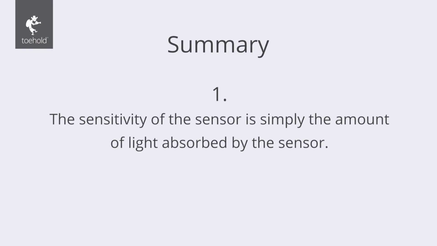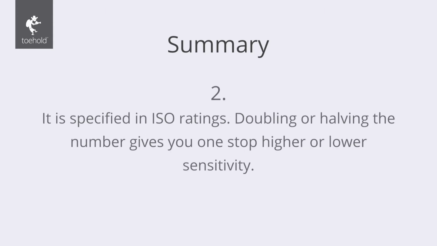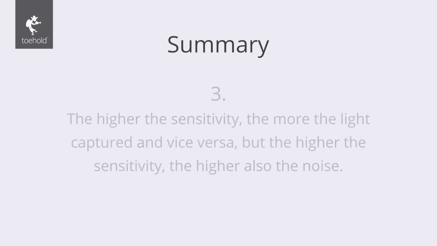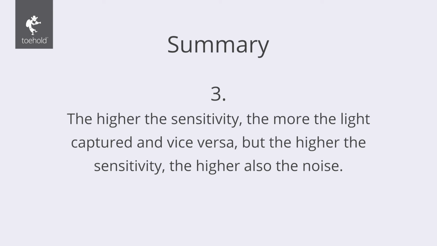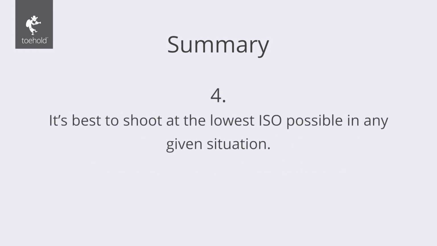Alright, let's summarize. The sensitivity of the sensor is simply the amount of light absorbed by the sensor. It is specified in ISO ratings. Doubling or halving the number gives you one stop higher or lower sensitivity. The higher the sensitivity, the more the light captured and vice versa, but the higher the sensitivity, the higher also the noise. It's best to shoot at the lowest ISO possible in any given situation. Well, that's all about ISOs then.